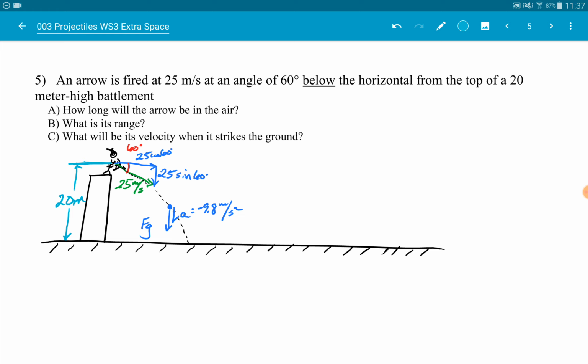Great. So how long will the arrow be in the air? What's its range? And what's its velocity? So we can go label some of these unknowns. We don't know that range there. How long will it be in the air? We don't know that. That's a big question mark. And what's its velocity when it strikes the ground? So this velocity, we know it's going to be going something like that right there. And so then that will be some unknown velocity.